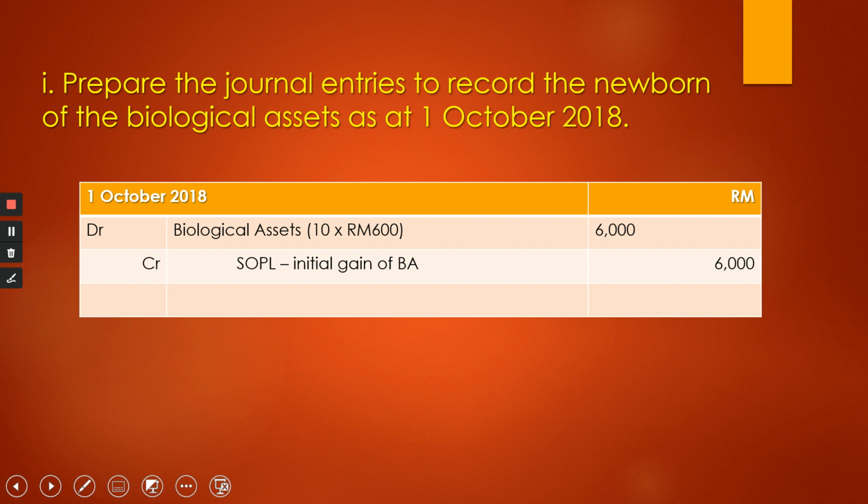So the first journal entry is that you're going to debit biological asset. Remember, this is the fair value less cost to sell on 1st of October 18. And 10 here refers to the number of the newborn calves. And that initial gain of biological asset will be shown as part of the revenue later. So that will form part of the carrying amount at the end of the year as well. Right? You are done with that.